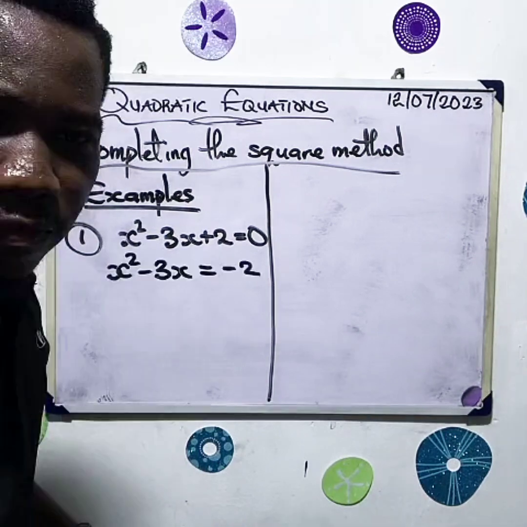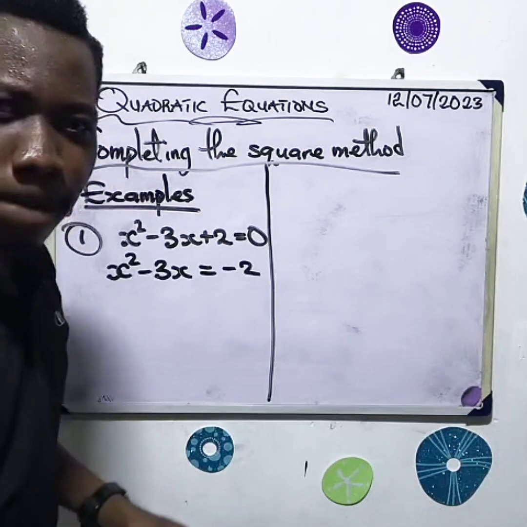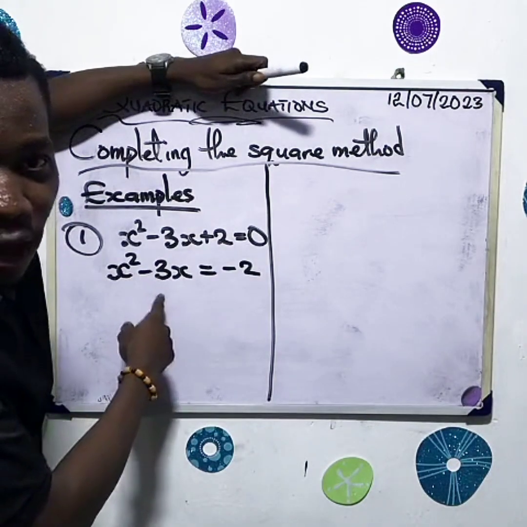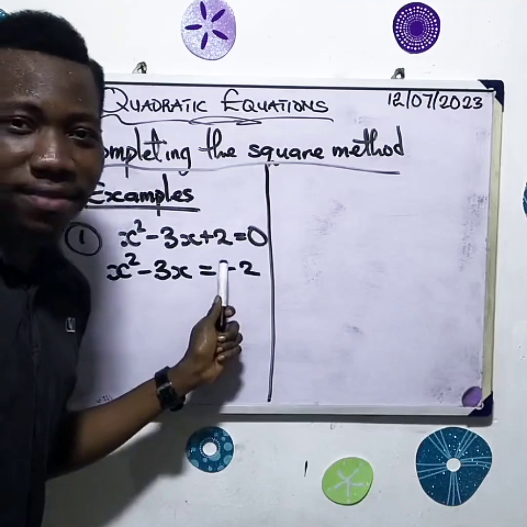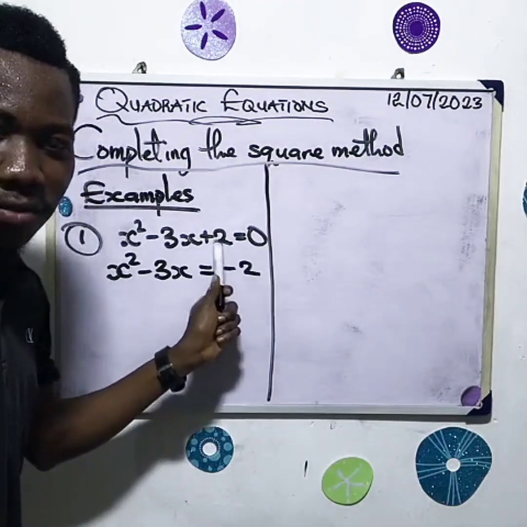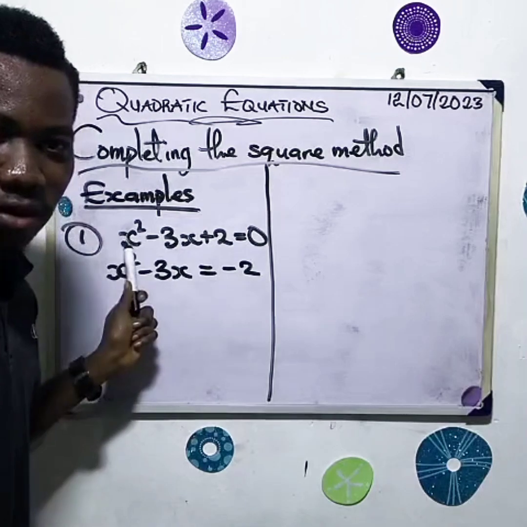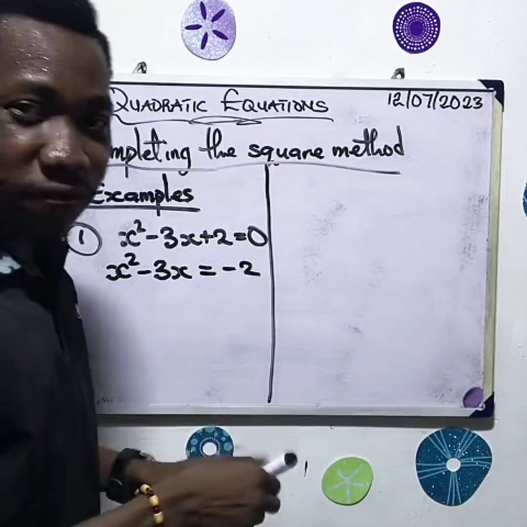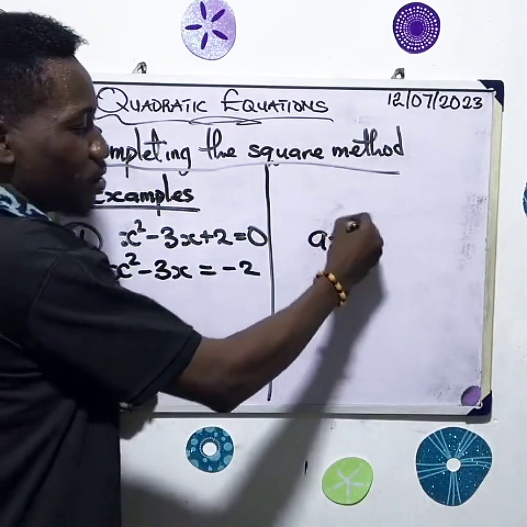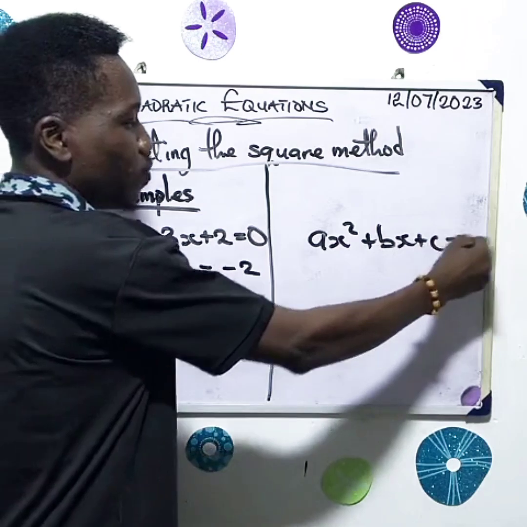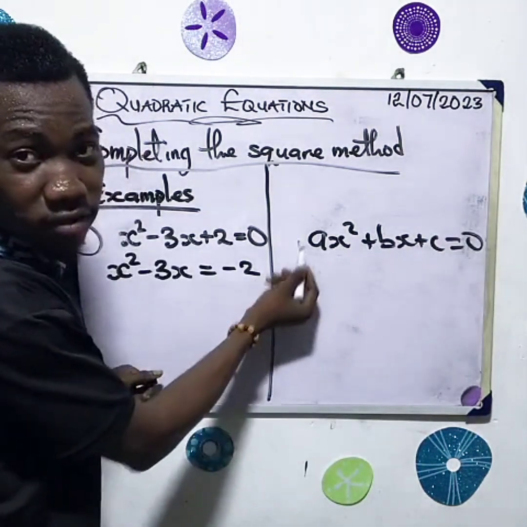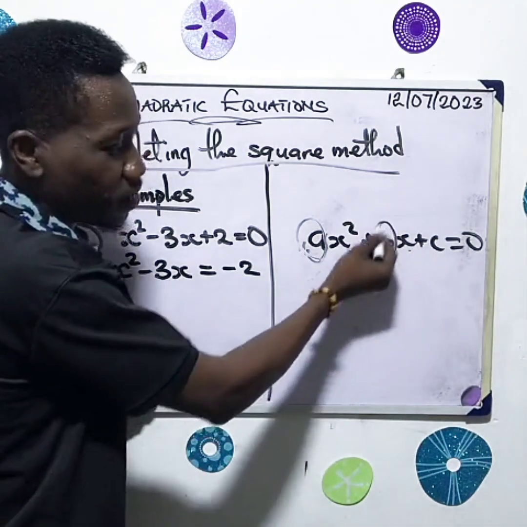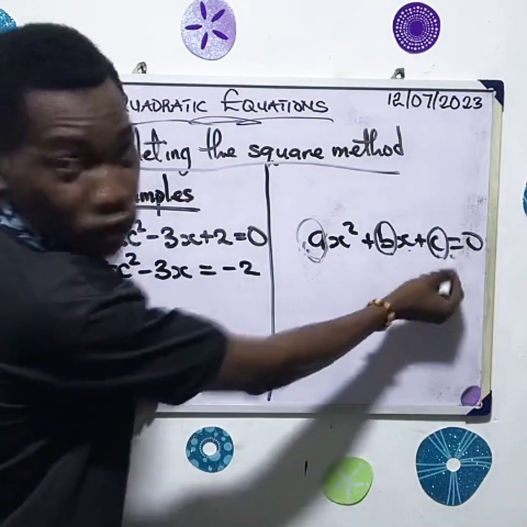So x squared minus 3x. The constant is the one without the x. It's just a number, alright? We talked about that in the last class. You see this one is x squared, this one is x, this one is the 2. The general formula for every quadratic equation is ax squared plus bx plus c equals 0. So a is a number, b is a number, but c is also a number, but with no x, alright?